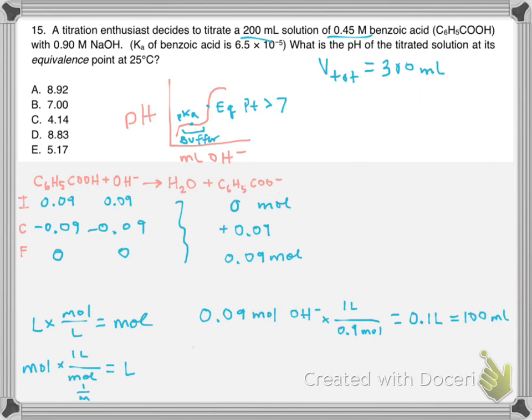Okay, cool. We're at the equivalence point. And now you can see that all we're left with is the benzoate. But we also know that benzoate is the conjugate base of a weak acid, which means that now we have a weak base in solution. So if we want to figure out the pH, we're going to have to do an ICE table for that weak base in solution with water.